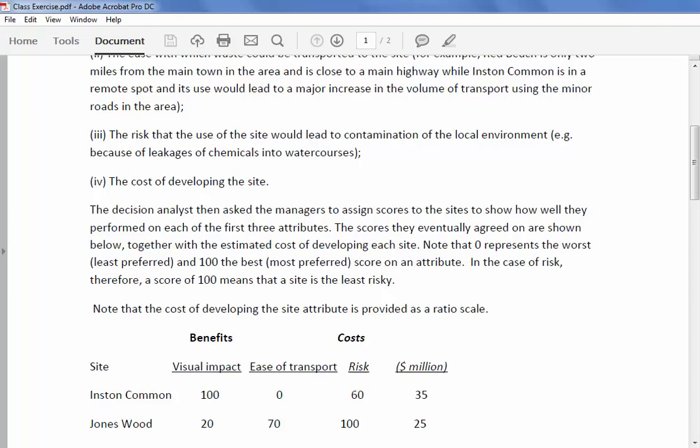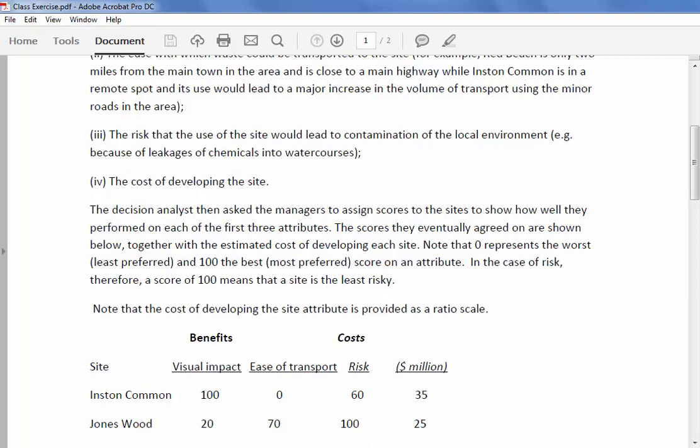The decision analyst then asked the managers to assign scores to the sites to show how well they performed on each of the first 3 attributes. The scores they eventually agreed on are shown below, together with the estimated cost of developing each site. Note that 0 represents the worst or least preferred, and 100 the best or most preferred score on an attribute. In the case of risk, therefore, a score of 100 means that a site is the least risky.